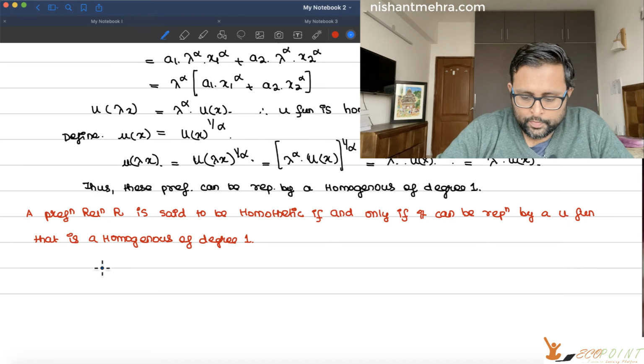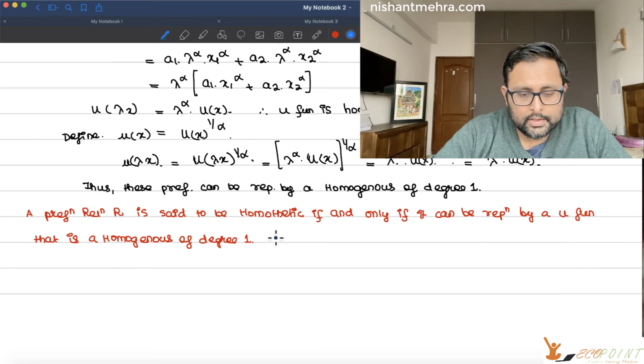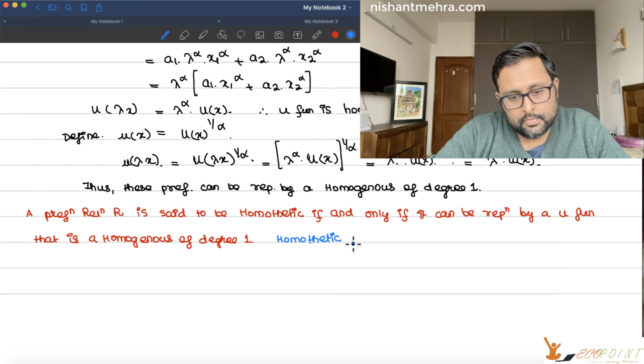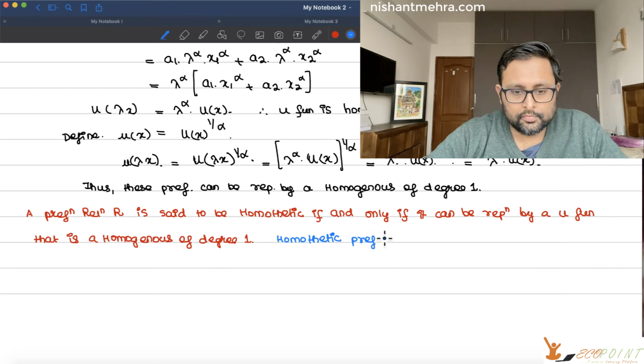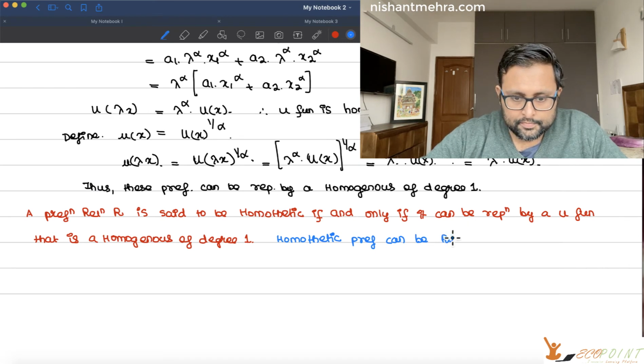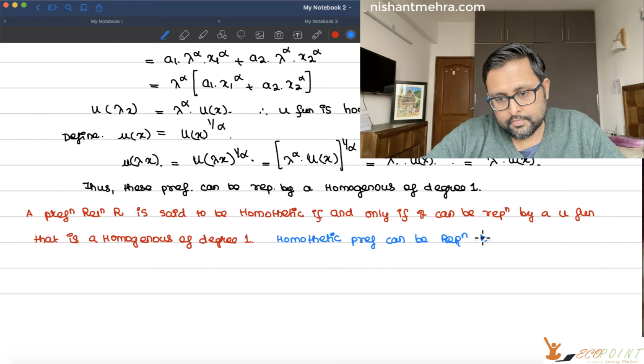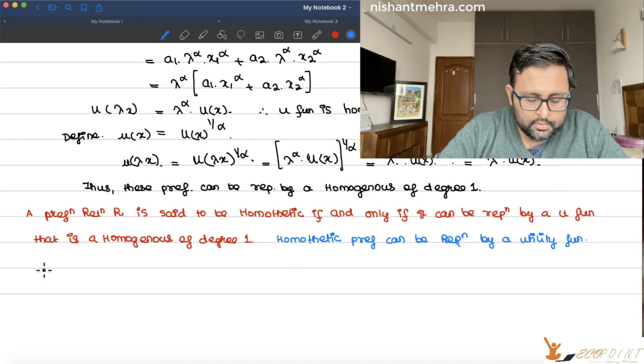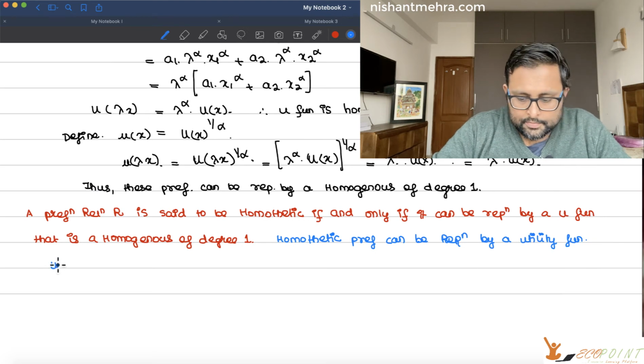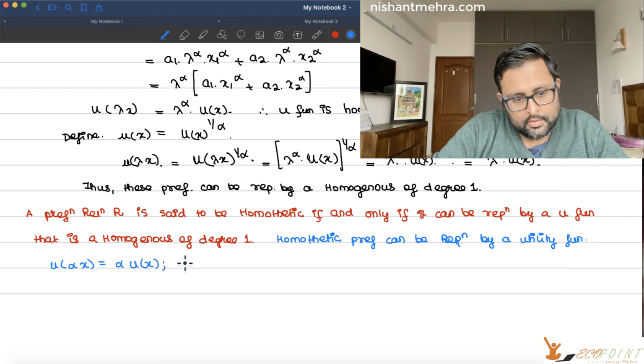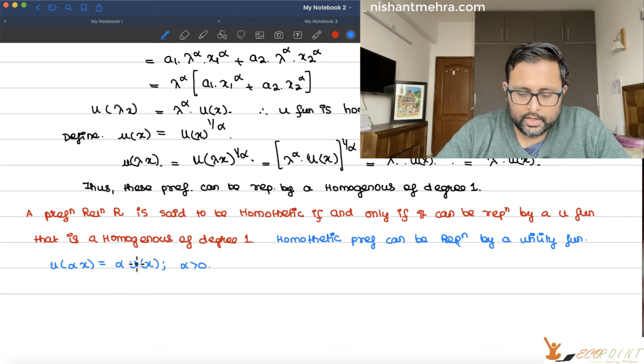Let me write this point also. So what you're saying is this, that homothetic preferences can be represented by a utility function such that u of alpha x is equal to alpha u of x with alpha greater than 0, right?